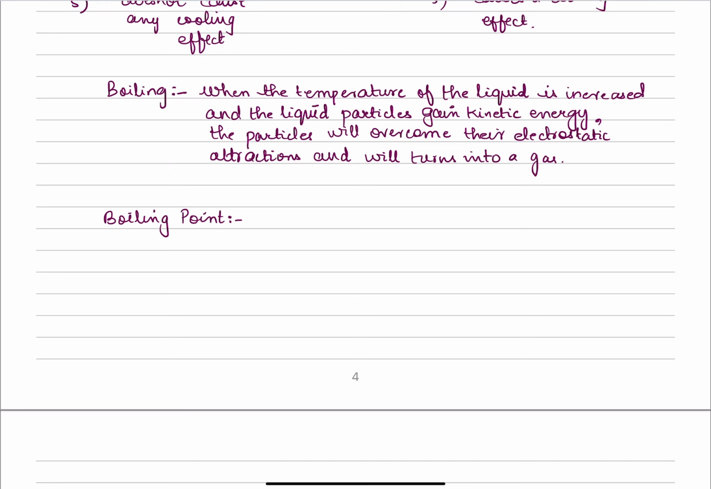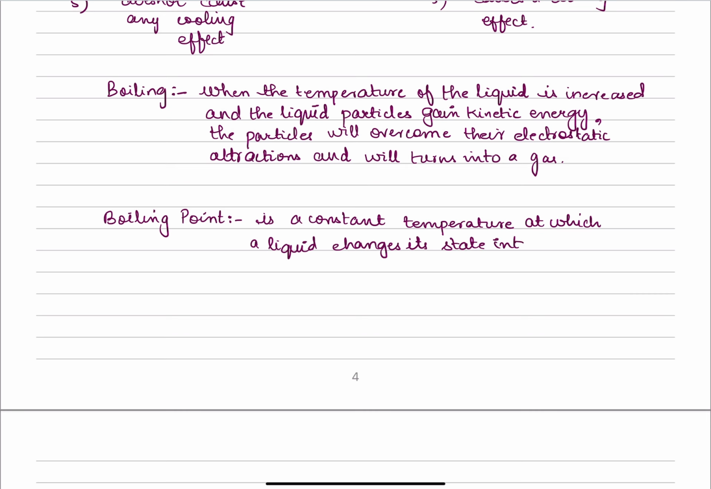And hence the definition of boiling point is a constant temperature at which a liquid changes its state into a gas. So, for example, we saw in the previous video that water boils at 100 degrees Celsius and ethanol boils at 78 degrees Celsius. So these are the boiling points of water and ethanol.